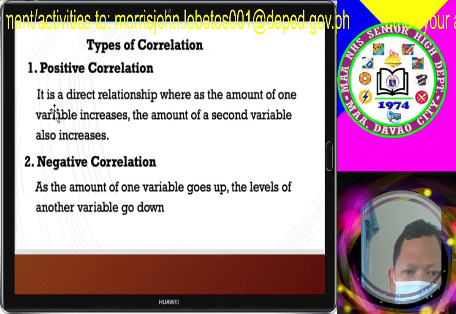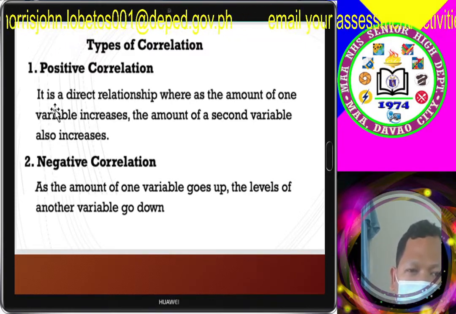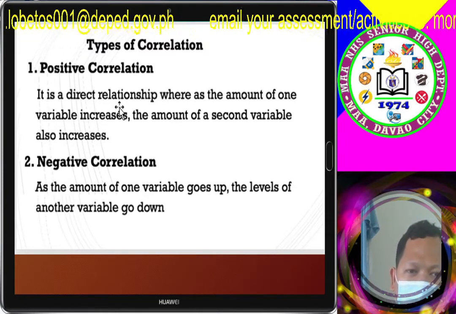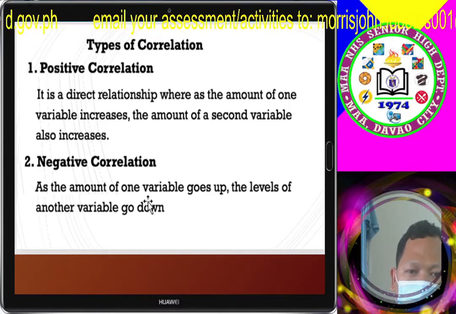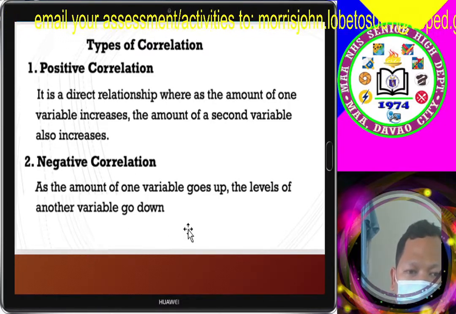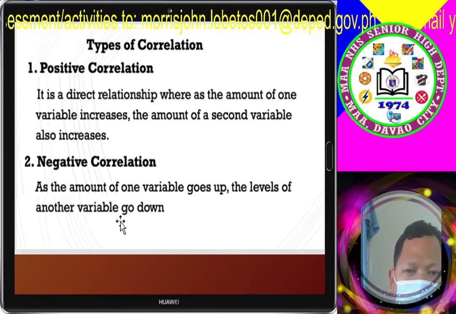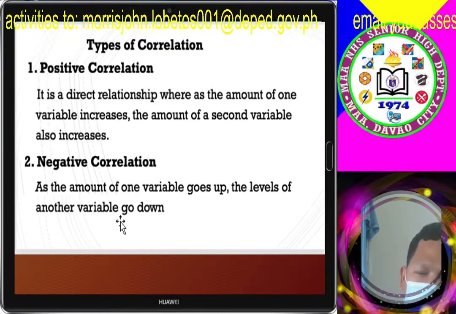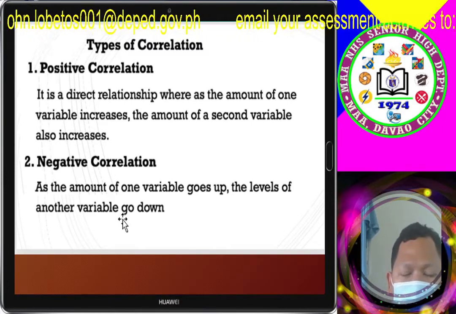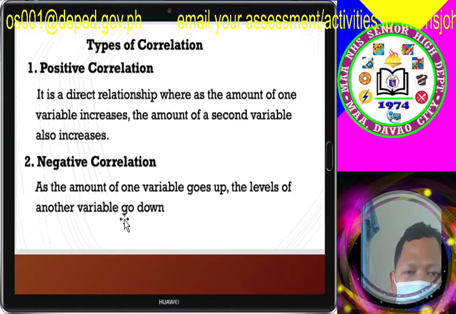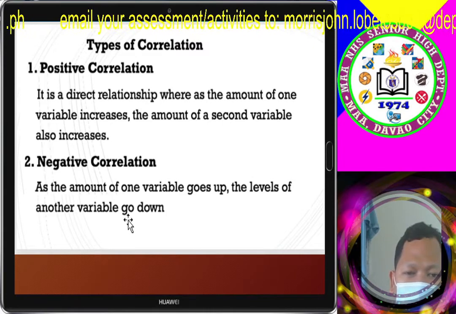Let's have two types of correlation, positive and negative. What's the difference? When you talk about positive correlation, if the first variable increases, the other variable increases. Then number 2, negative correlation: if one variable goes up, the other goes down. So that is the difference between the two types of correlation. In grade 11, you already had the Pearson product moment correlation, I think we discussed there.